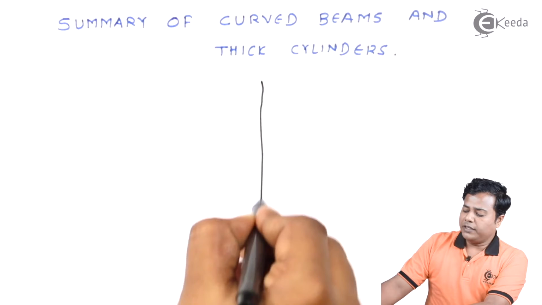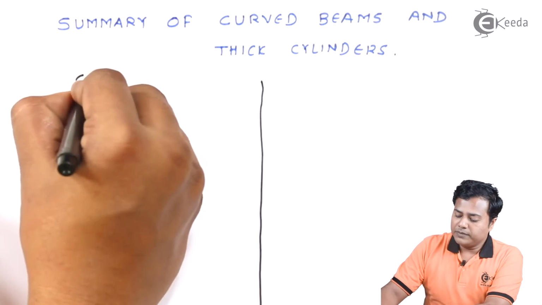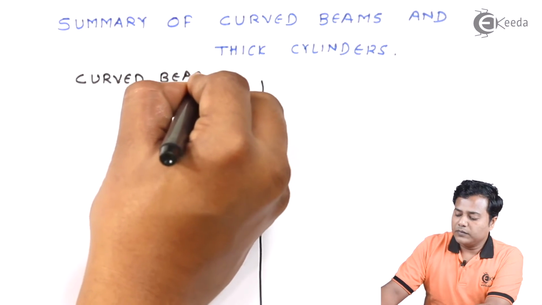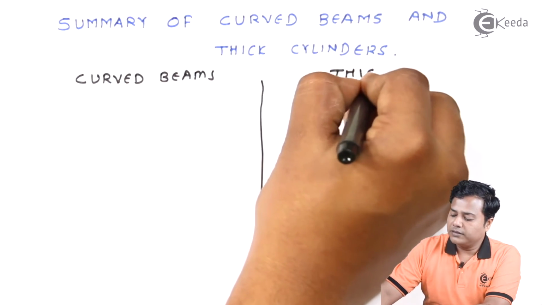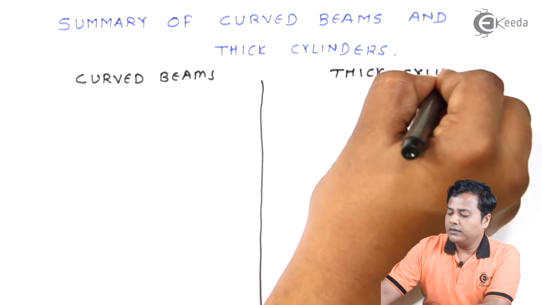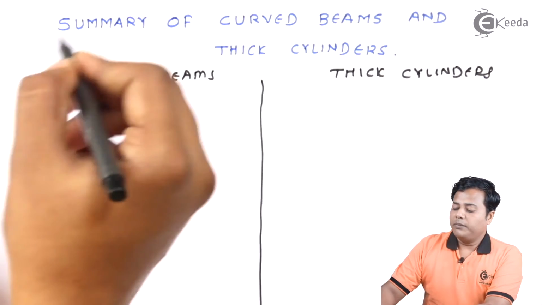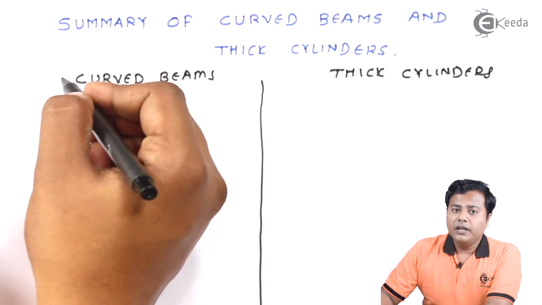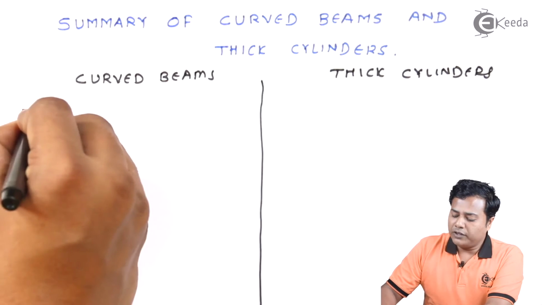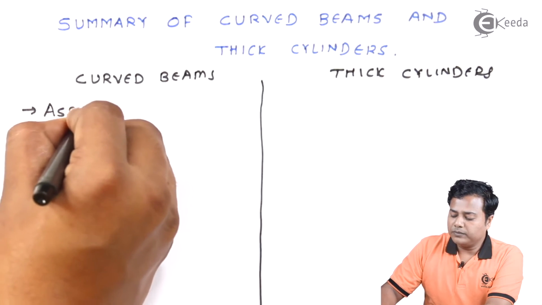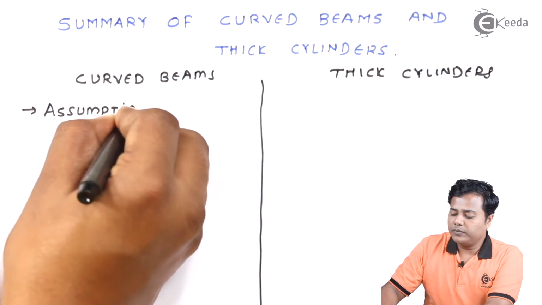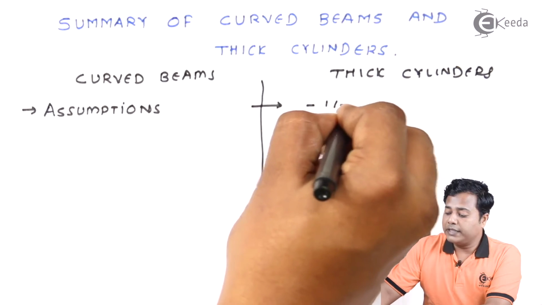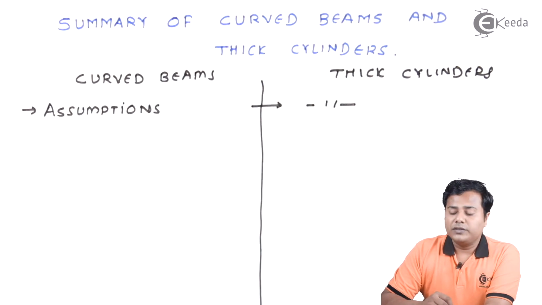Let us divide the part into two: curved beams and thick cylinders. I need not mention that this is only about the design aspect. We went through different assumptions of curved beams. In the same manner, we went through different assumptions for thick cylinders for Lami's equation.